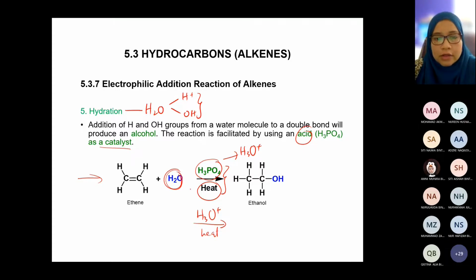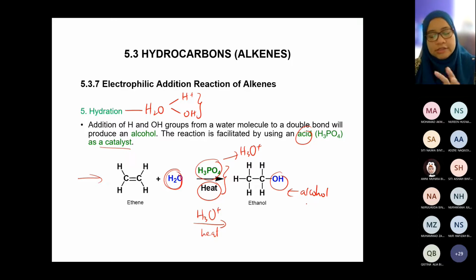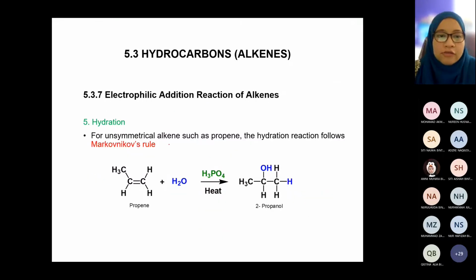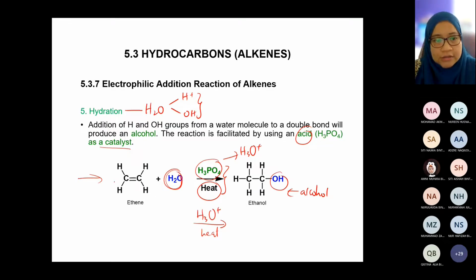Alright, so when this reaction takes place, OH will be added to the alkene to produce what we call alcohol. So this is basically the general scheme for hydration reaction. It produces alcohol. Now for unsymmetrical alkene, this one is symmetrical. When you divide this into two, you produce the same side, like a mirror image of these two.